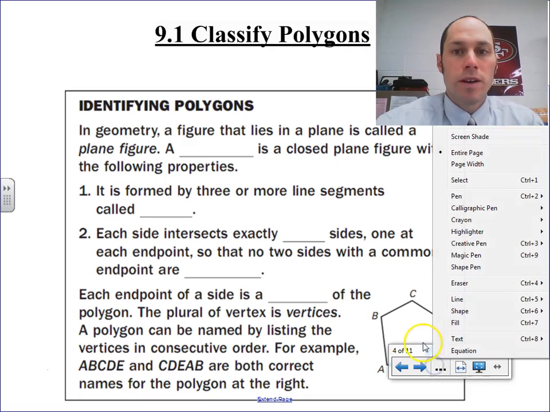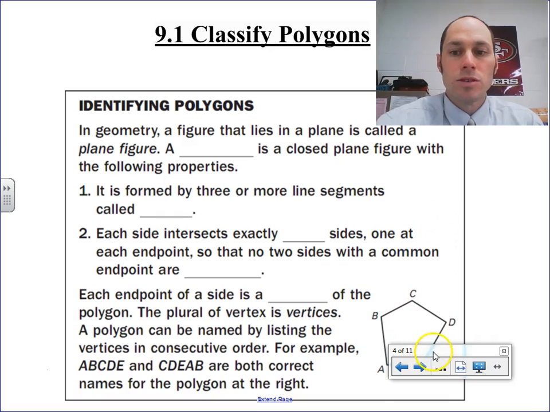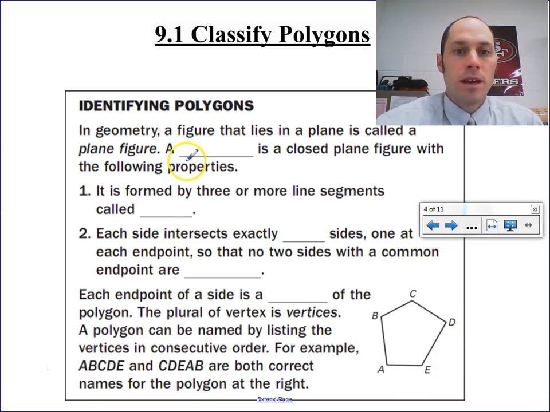So in geometry, a figure that lies in a plane is called a plane figure. So it's two-dimensional. And a polygon is a closed plane figure with the following two properties. Number one, it's formed by three or more line segments, which we call sides. So the smallest one would be a triangle. And each side intersects exactly two sides, one at each endpoint, so that no two sides with a common endpoint are collinear.